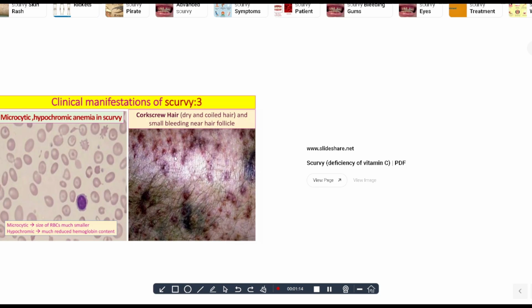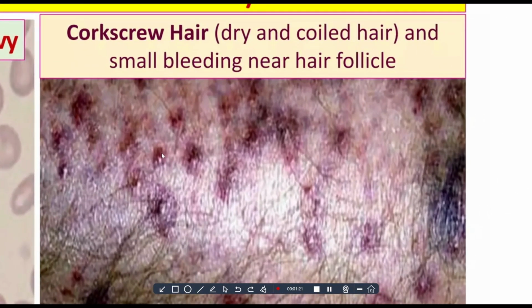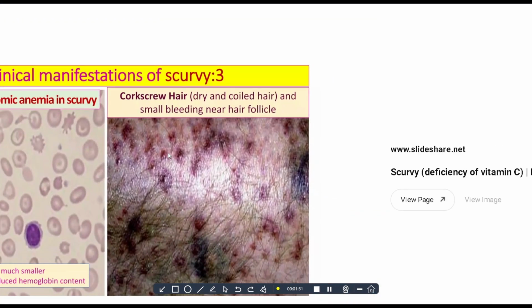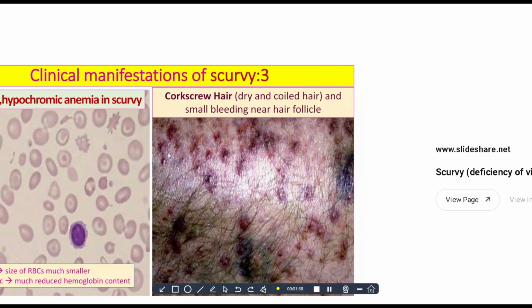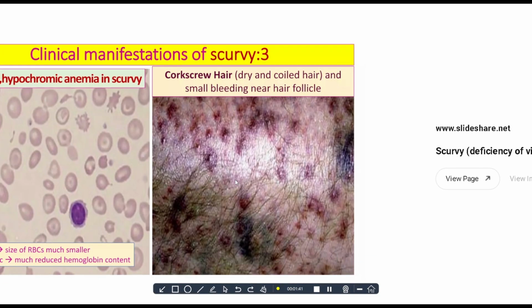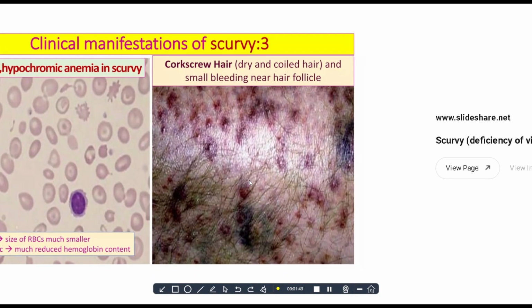So as you guys can see here, the corkscrew hair and the perifollicular hemorrhage. If you just focus here, you can see that all the places from where the hair shaft is originating, you get a hemorrhage from that area. The reason I've told you is because of deficient collagen and connective tissue in the skin that results in rupture of the blood vessels as the hair shaft comes out. And you can see that the hair is also really curved and not coming out straightly. This is termed as corkscrew hair.